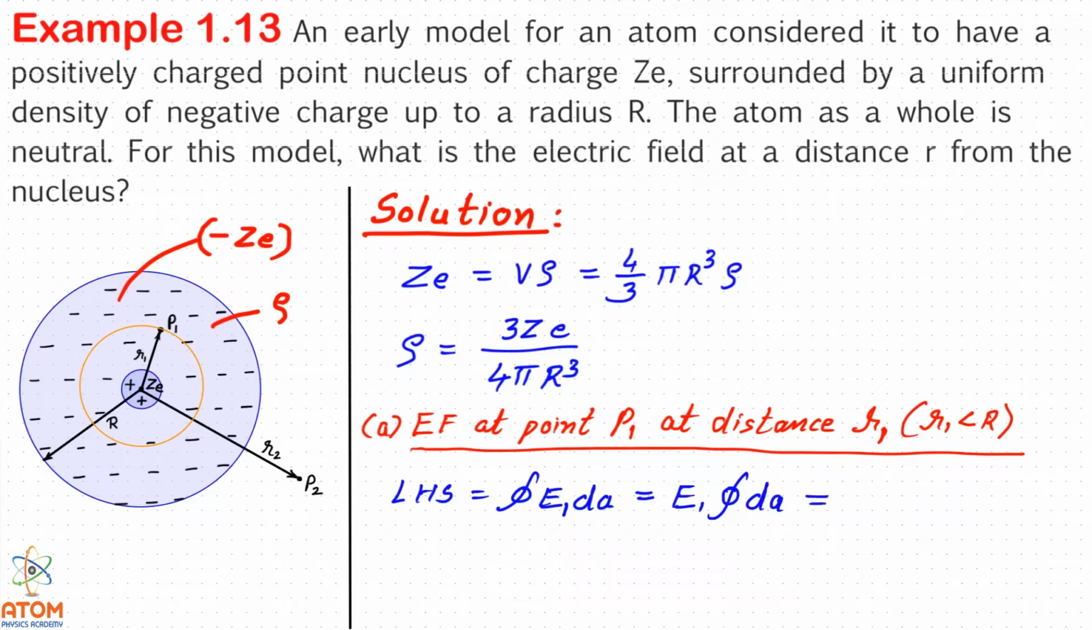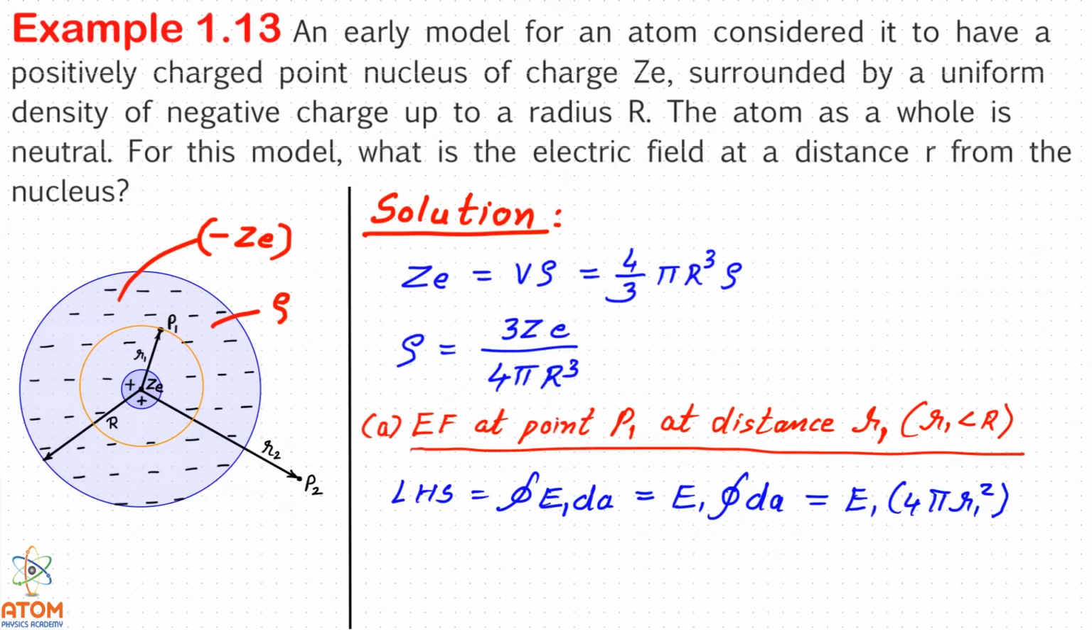But when we say closed integration dA, that is the total surface area of the Gaussian surface, and so it will be 4 pi R1 square, because the radius of this Gaussian surface is R1.